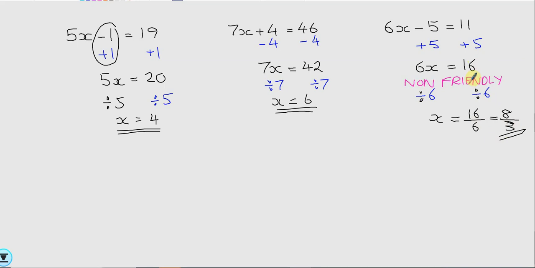So when it's non-friendly, many people find them easier. I will say what goes wrong is they often put these numbers round the wrong way. But look, what's on the top here? 16 is on the top. It stays on the top. 6 here is on the bottom. It's below the 16. It stays below. So just don't get it wrong.